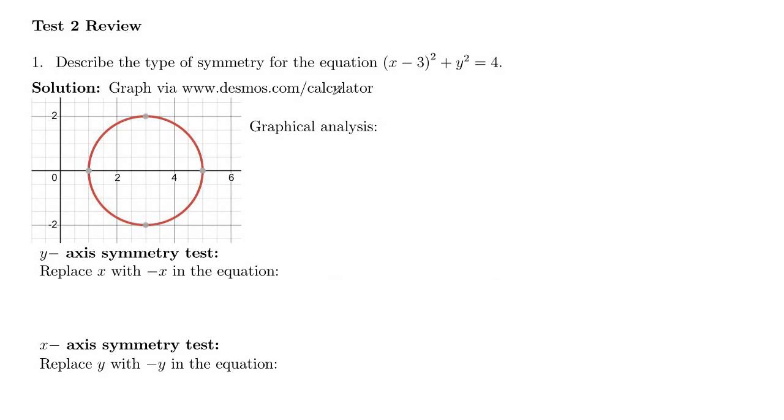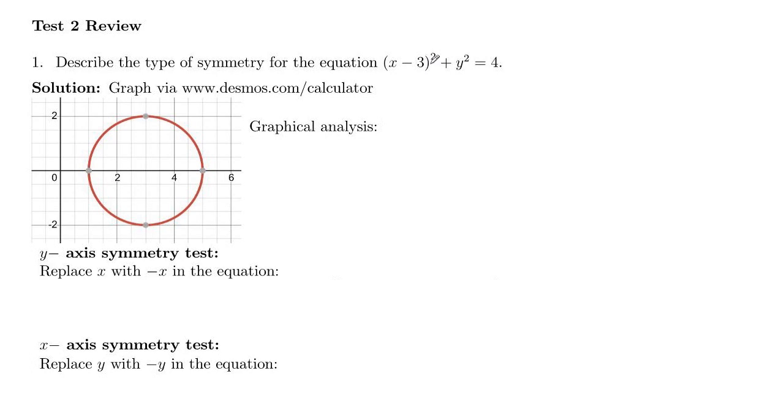So first up here, we are looking at symmetry of an equation. We're given an equation of a circle here, x minus 3 squared plus y squared equals 4. And first we do a graphical analysis. So I graphed this on desmos.com/calculator, and you enter it in just like this.